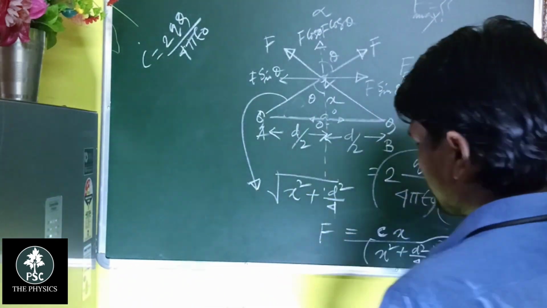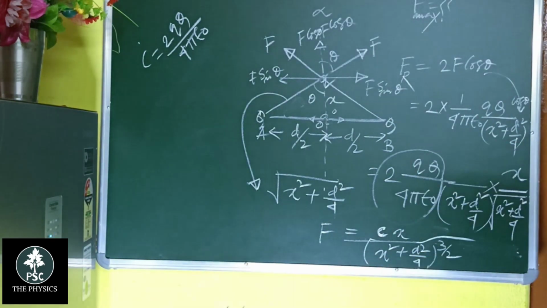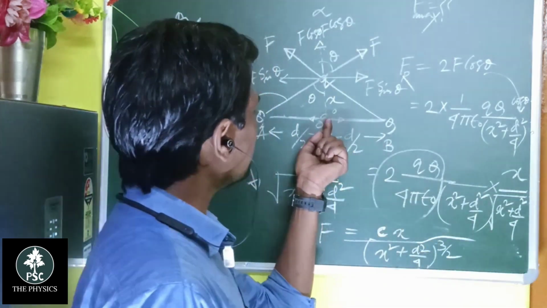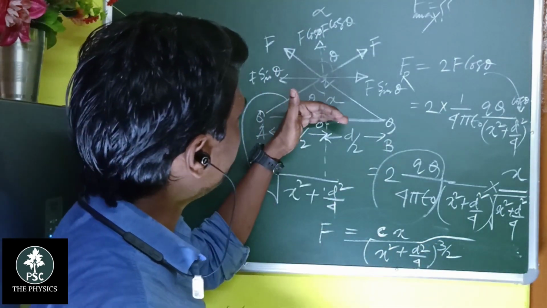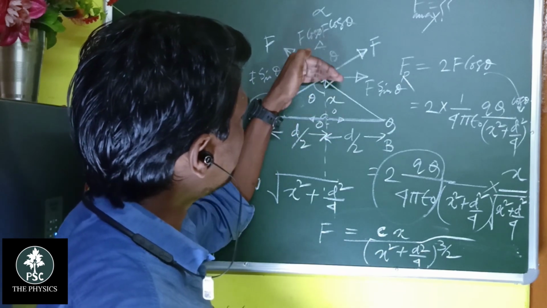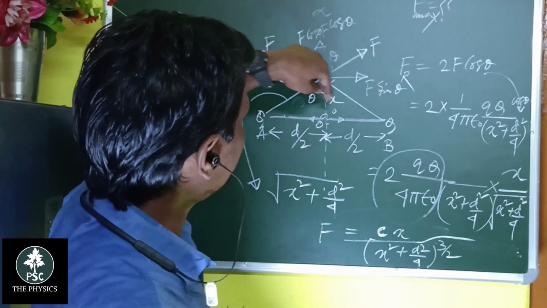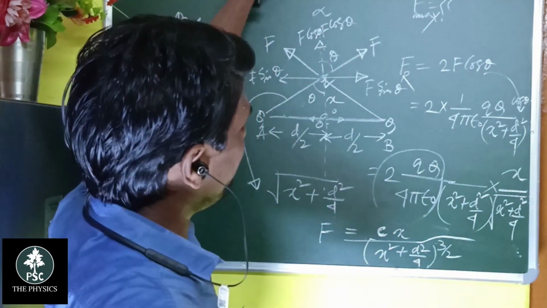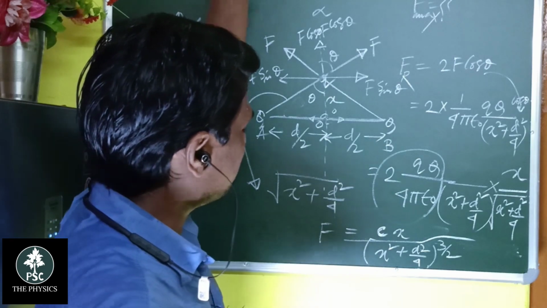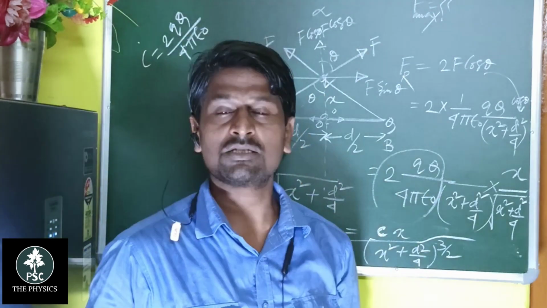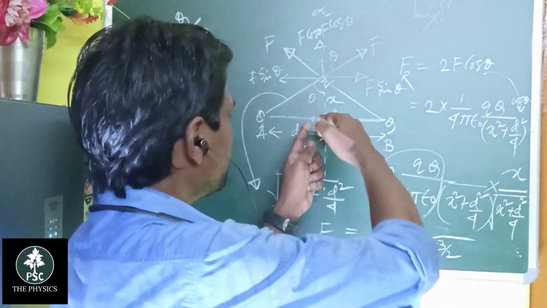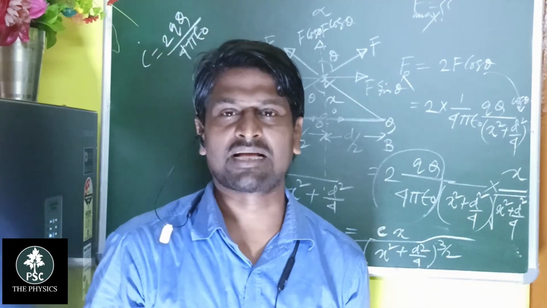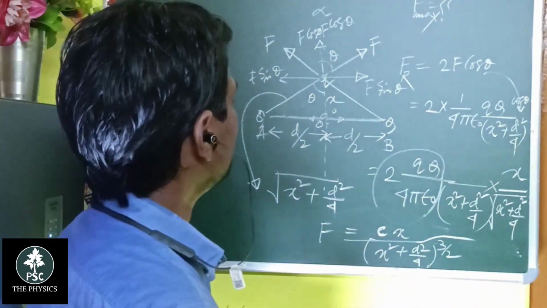So students, here we see that F is a function of x. At the midpoint the electrostatic force is 0, and if we move away from the midpoint, the electrostatic interaction between the charges changes, and when it is at infinity, F is again 0. So in between 0 and infinity, there is somewhere the electrostatic force is maximum.